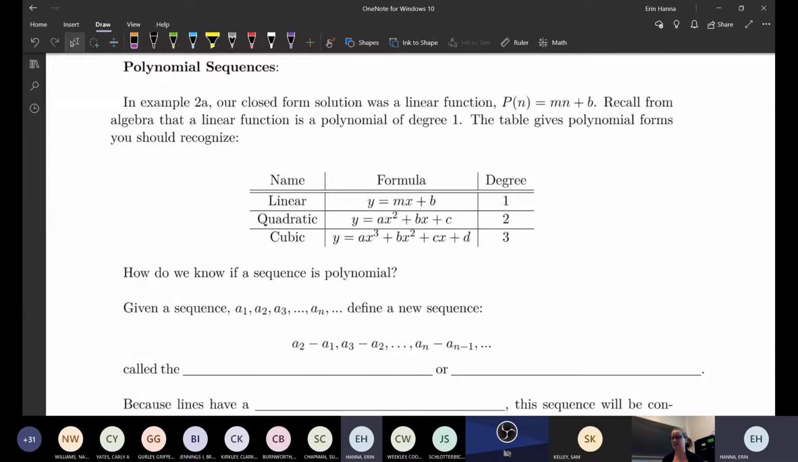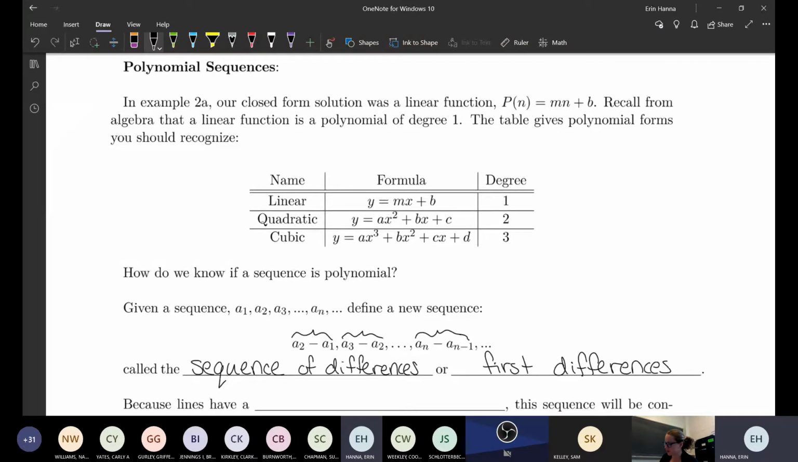We'll say we're given a sequence, some a sub 1 through a sub n, and maybe it continues on. We're going to define a new sequence. So be careful. This is one term, this is one term, this is one term. Essentially, this is going to be called the sequence of differences, or it's sometimes called the first differences. And what we're doing is essentially taking consecutive terms and subtracting them.